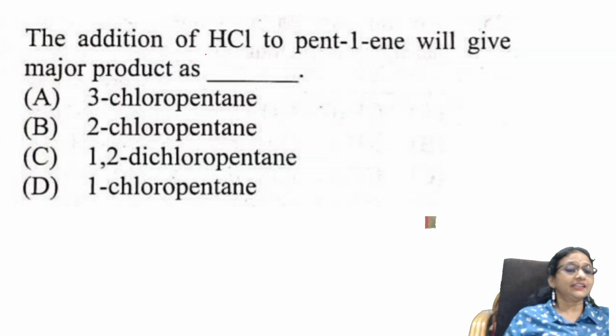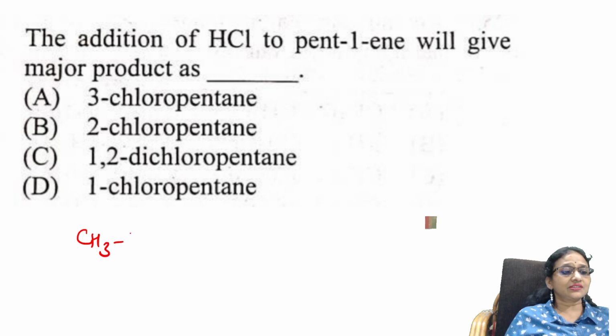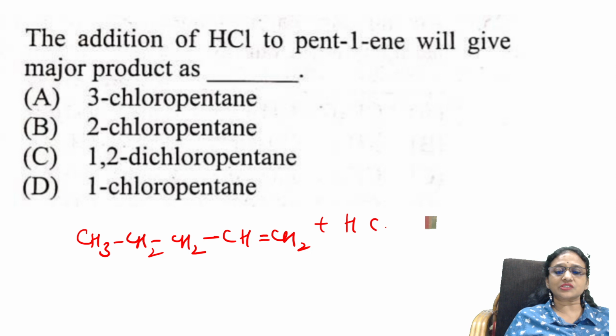Let us see. The addition of HCl to pent-1-ene will give what? Pent-1-ene first of all is an unsymmetrical alkene. I'm going to write the pent-1-ene structure like this. Done. Now what are you adding? You're adding HCl to this. Perfect. This is positive, this is negative.